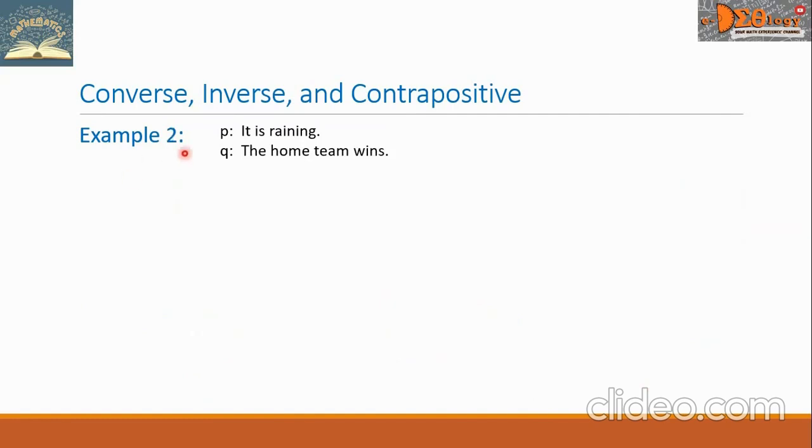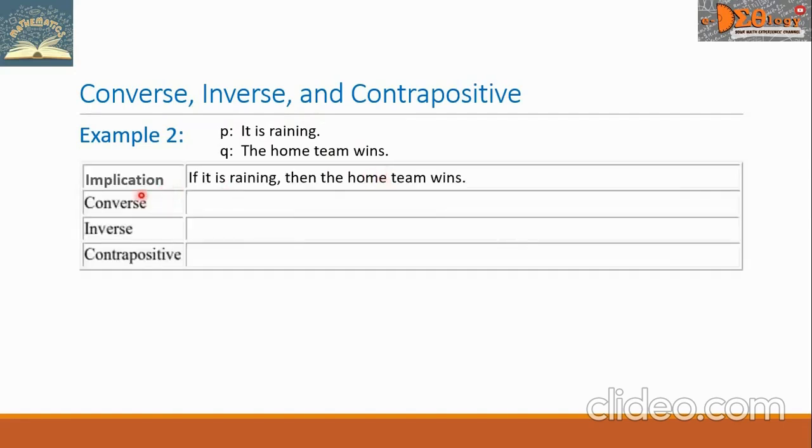Let us see example 2. Proposition P, it is raining. Proposition Q, the home team wins. For our implication, we write if it is raining, then the home team wins. In symbol, P implies Q. For the converse, we write here if the home team wins, then it is raining. We write in symbol Q implies P.